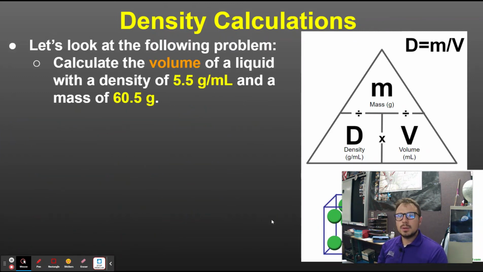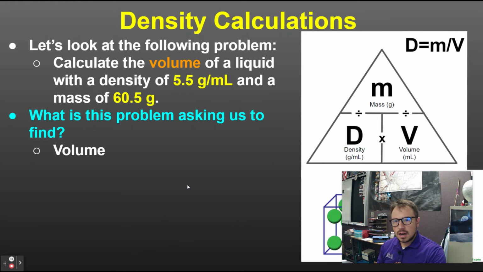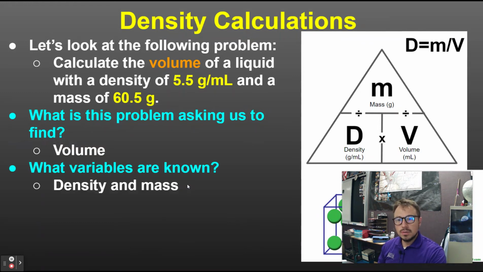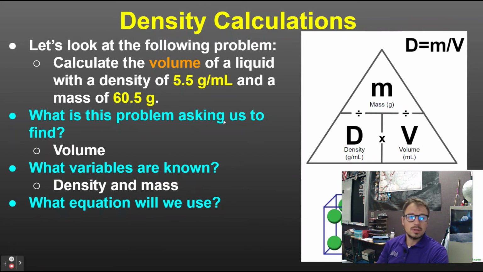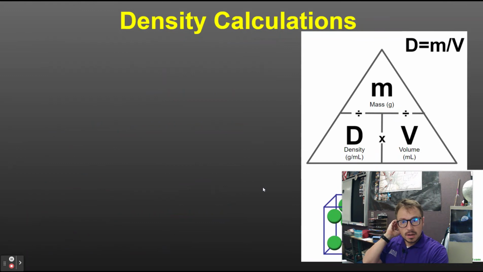All right, so let's look at the following problem. Calculate the volume of a liquid with a density of 5.5 grams per milliliter and a mass of 60.5 grams. What is this problem asking us to find? It's asking us to find the volume. And what variables are known? Well, we know the density and the mass. Those are given to us. So what equation are we going to use? We come over here and we cover up the volume. That's what we're looking for. And it's mass divided by density. So the answer is going to be 11 milliliters.